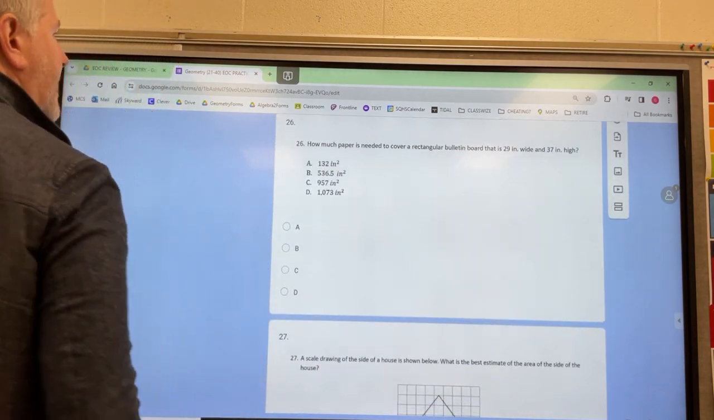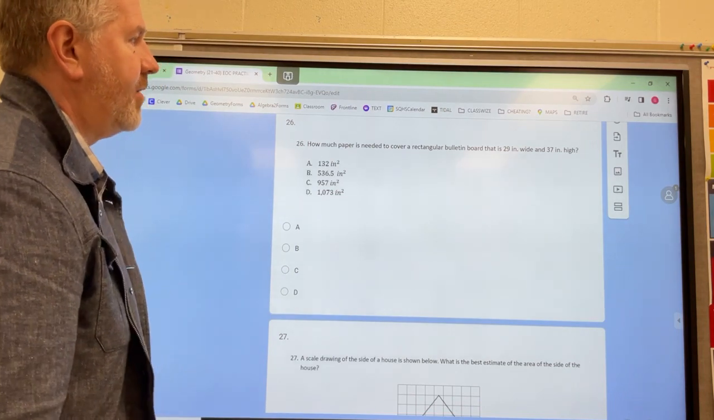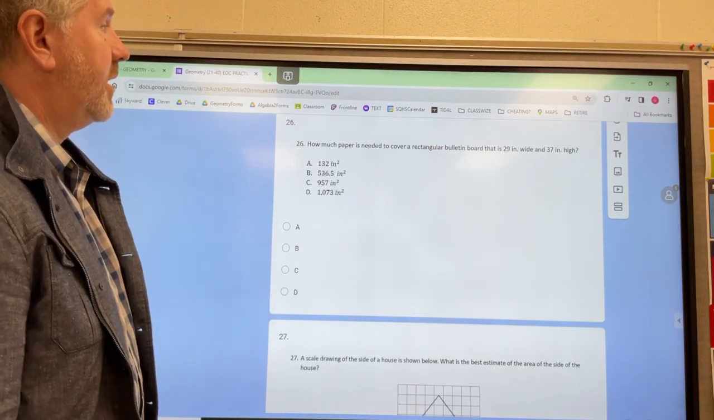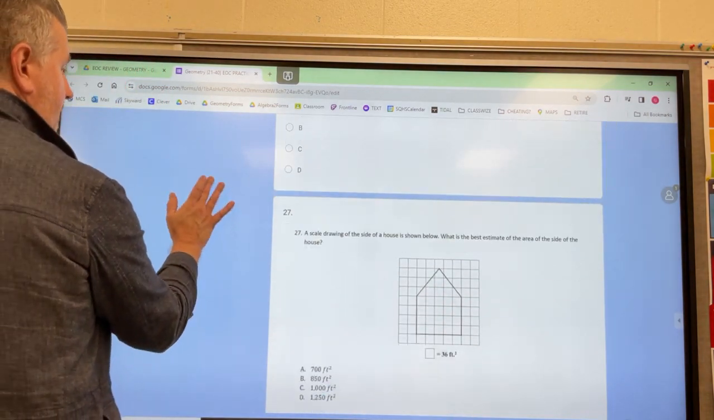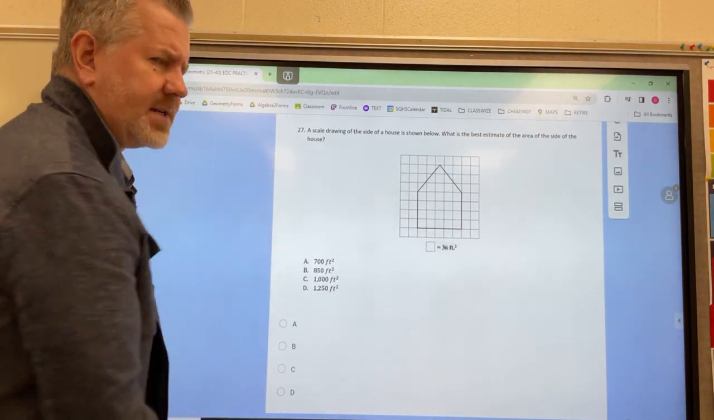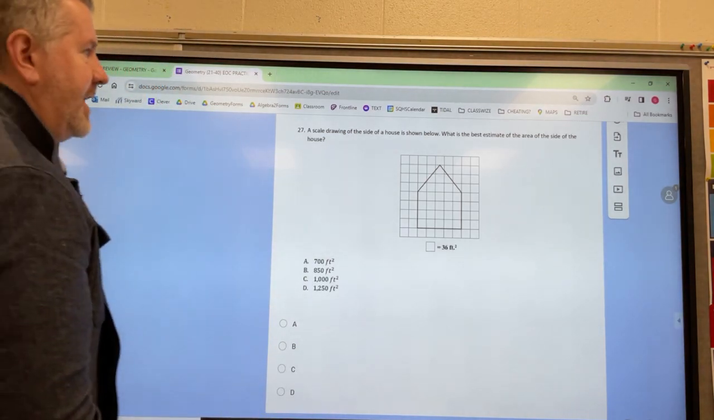All right, how much paper is needed to cover a rectangular bulletin board that is 29 inches wide by 37 high? Students, rectangles are length times width. Multiply that out, you've got your answer. All right, a scale drawing, hopefully it wasn't more difficult than that. A scale drawing of a house is shown below. What's the best estimate of the area?